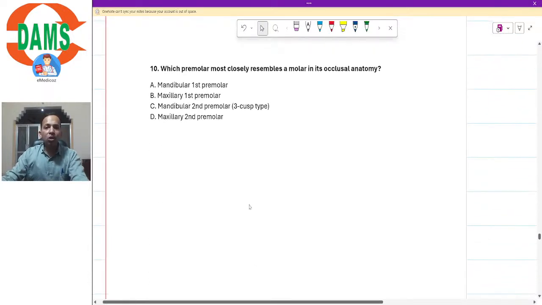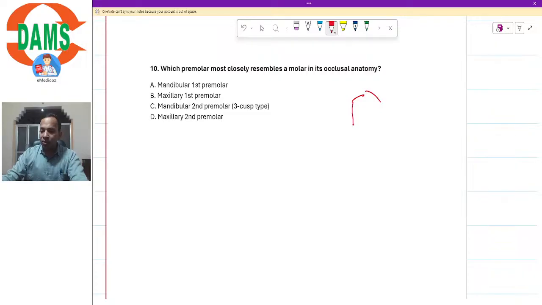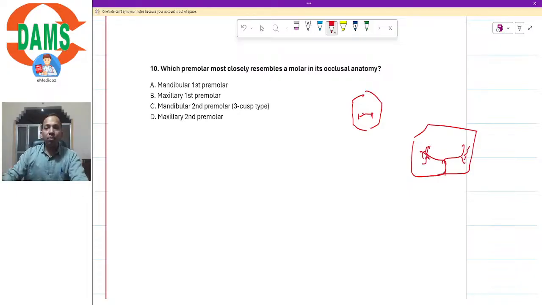Which premolar most closely resembles a molar in its occlusal anatomy? अब molar को कौन सा premolar resemble कर रहा है? Usually all the premolars will have a two cusp anatomy, isn't it? Except for the mandibular second premolar, and mandibular second premolar has a three cusp anatomy, isn't it? It has a three cusp anatomy, Y-shaped central groove होता है और three cusp anatomy होती है इसकी. तो molar को most commonly जो occlusal anatomy रिजेंबल करेगी वो होगी सेकेंड प्रीमोलर थ्री कस्प टाइप की, राइट?